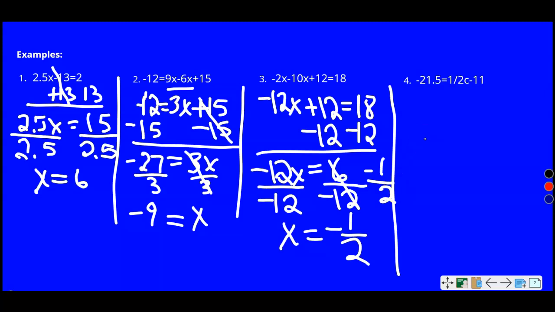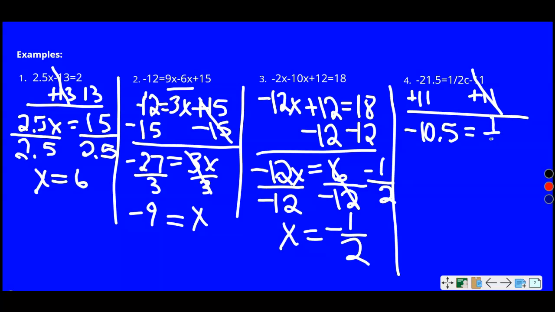All right, number 4: negative 21.5 equals 1/2 c minus 11. This time my variable is c. So I'm going to add 11 to both sides. I've got negative 21.5, and then I'm going to add 11 to that, and that's going to give me negative 10.5.